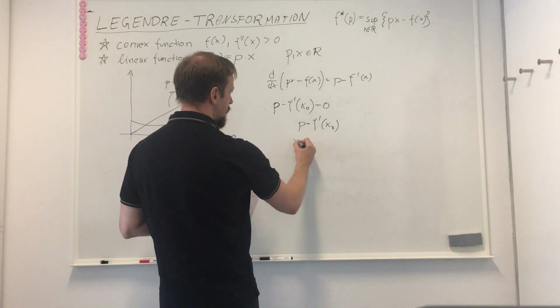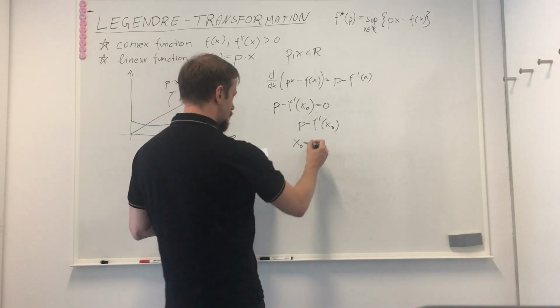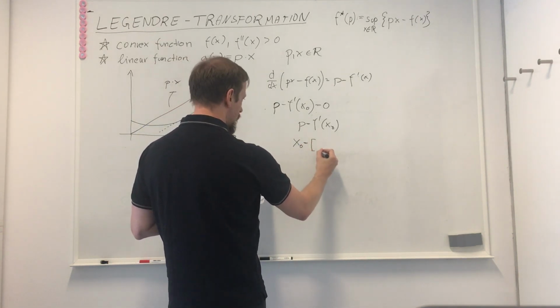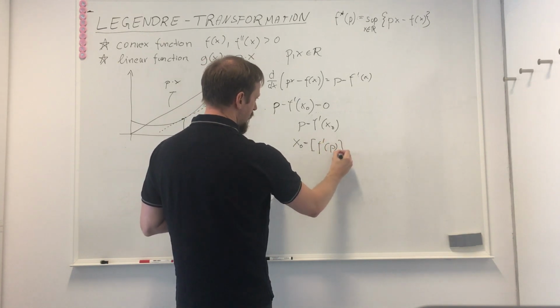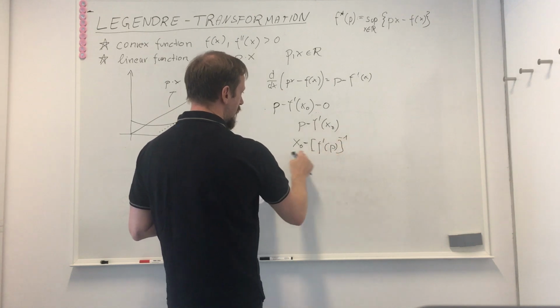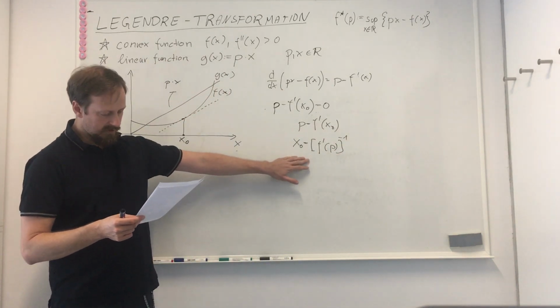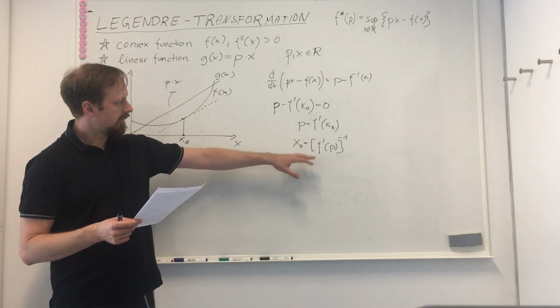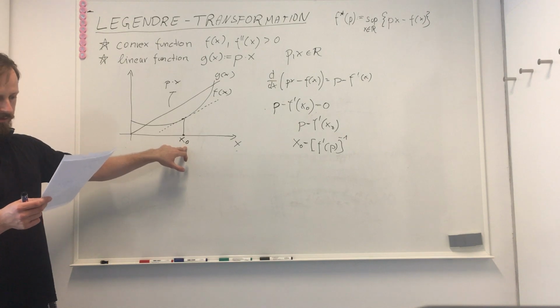And we can also rewrite this, to be more precise. So we have f prime inverse of p equals x naught. So that's the analytical expression for x naught, which I have graphically drawn here.